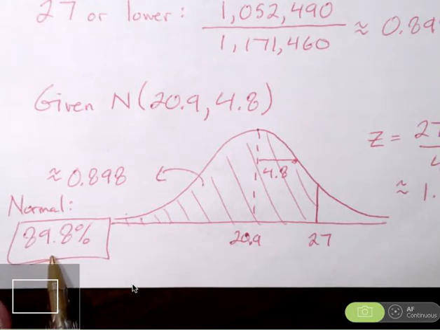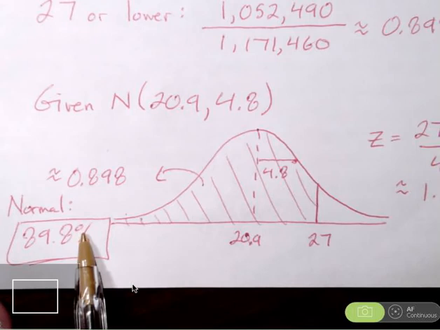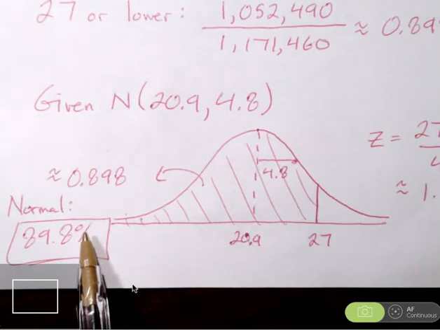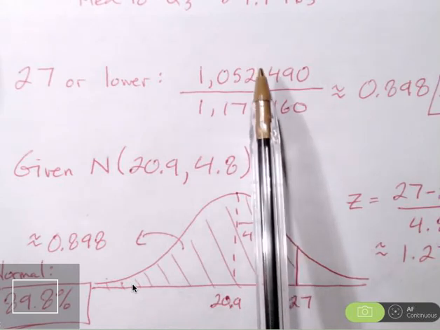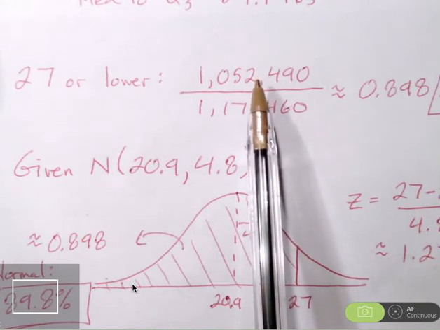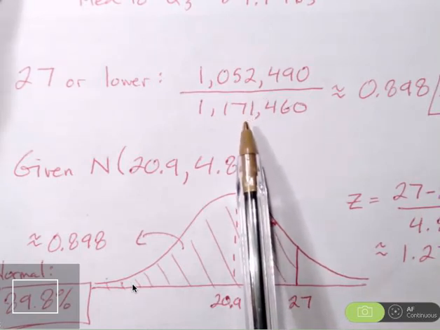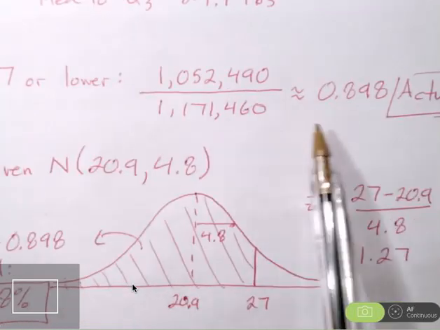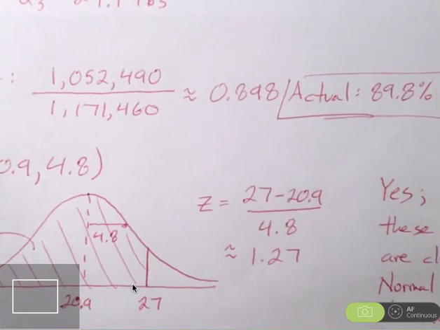That's also a percentile because I'm finding the percentage at 27 or below 27. So what's interesting about this question then is you're asked to actually look at the percent of the actual ACT scores that were 27 or below. I've already done that up here. If you take the actual number 1,052,490 and divide by the total number of students that took the ACT, 1,171,460, the actual percentage, once again, is 89.8%.